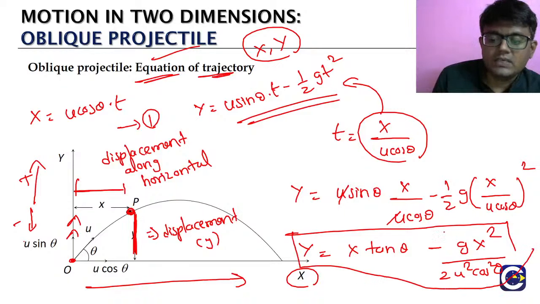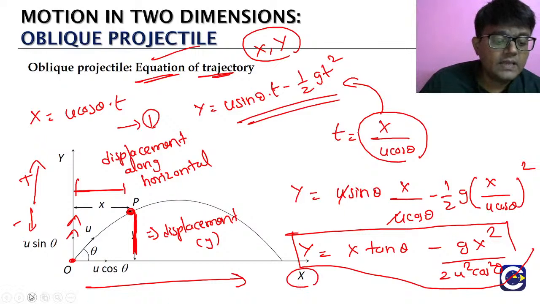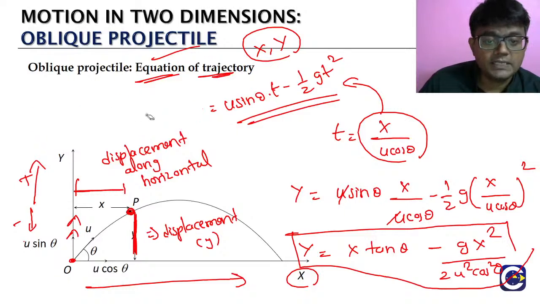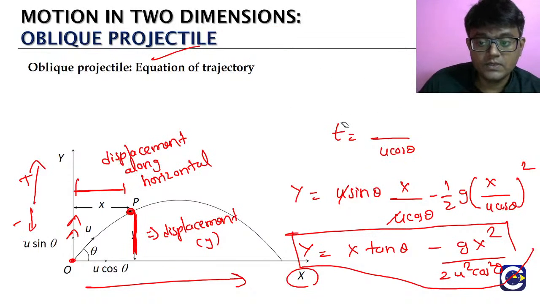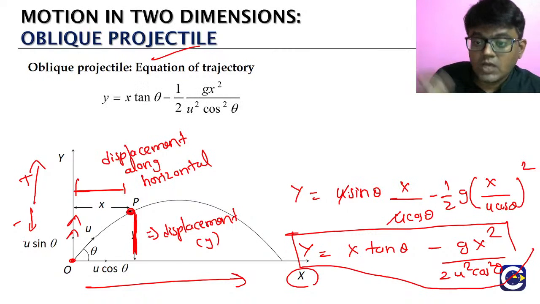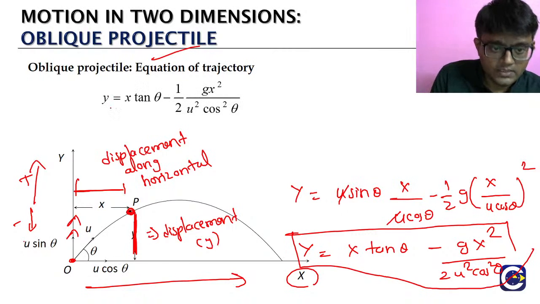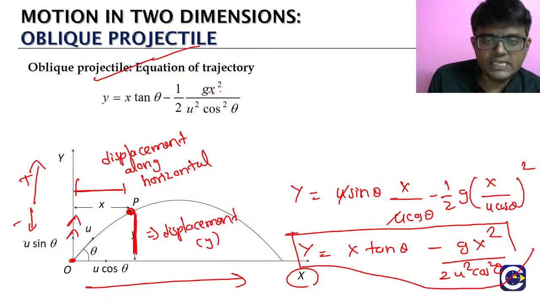This is the trajectory equation. So y is equal to x tan theta minus g x square by 2 u square cos square theta. We need to remember this, because in one of the previous year NEET exams they asked a straight question based on this formula. If you remember the formula, you will be able to answer that question easily. The final equation of the oblique projectile is y is equal to x tan theta minus g x square by 2 u square cos square theta, with everything in the denominator.